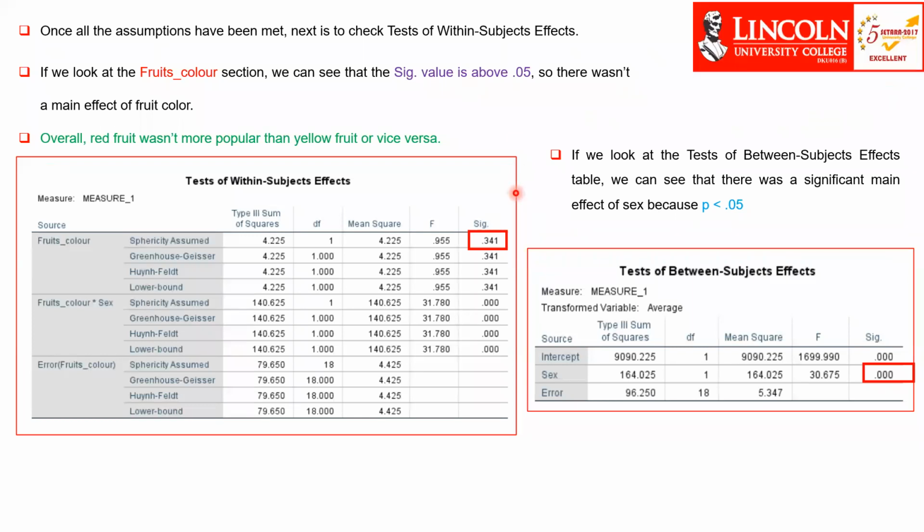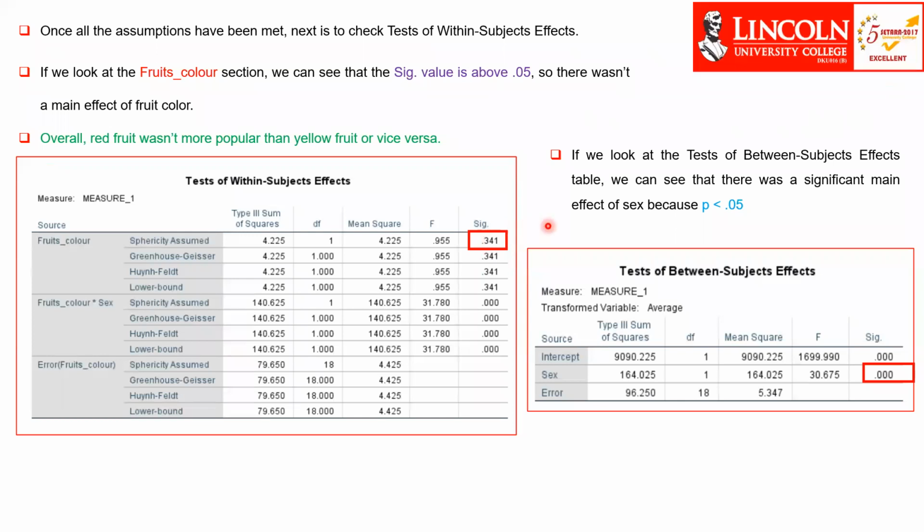If we look at the foot color section under tests of within-subject effects, and we look at the significance value here, which is 0.341, this value is greater than 0.05. So there wasn't a main effect of foot color. Overall, red foot wasn't more popular than yellow foot, and yellow foot wasn't more popular than red foot. That's what is actually indicated.